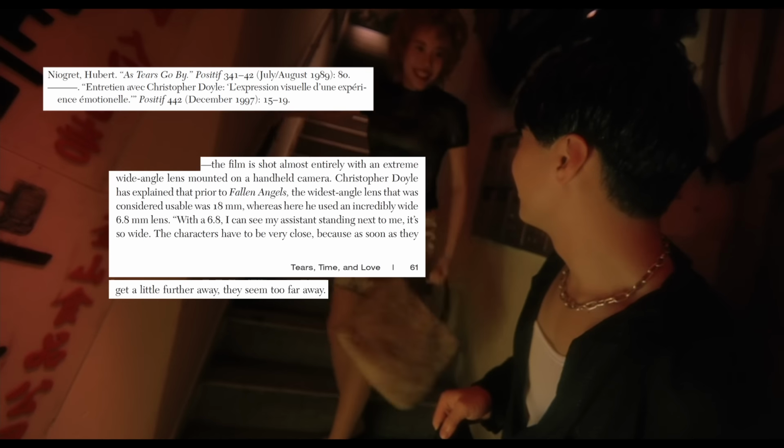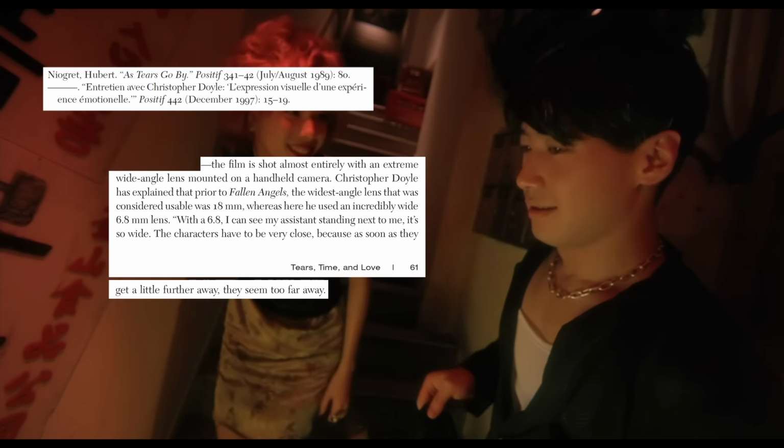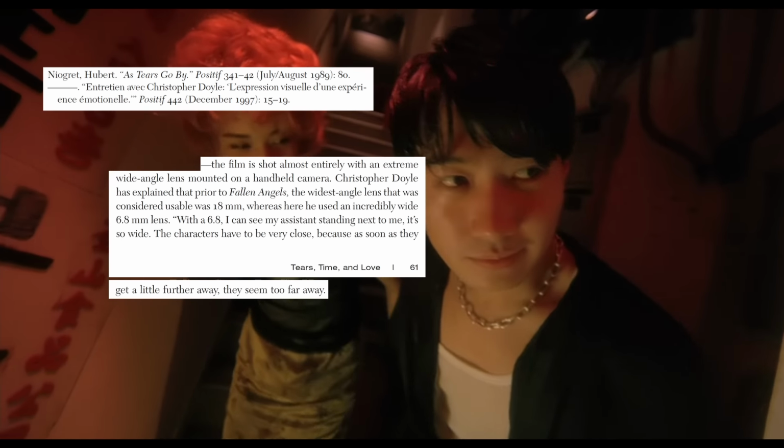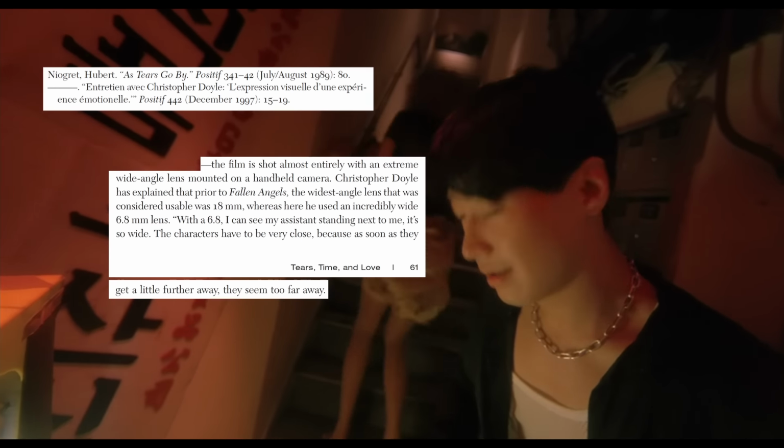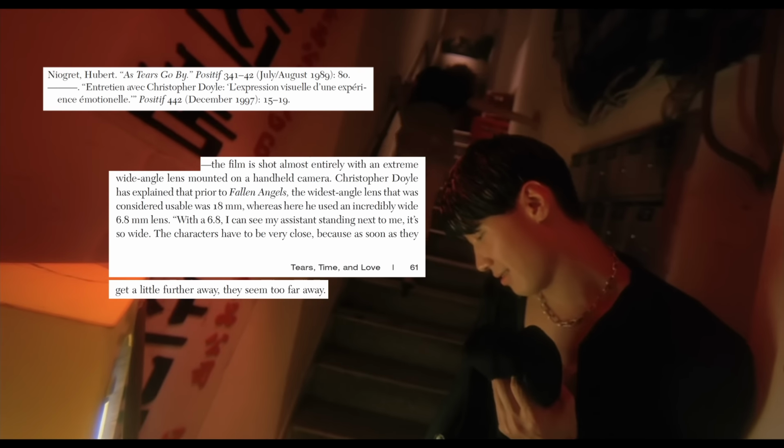Quote, "With a 6.8, I can see my assistant standing next to me. It's so wide. The characters have to be very close because as soon as they get a little further away, they seem too far away."